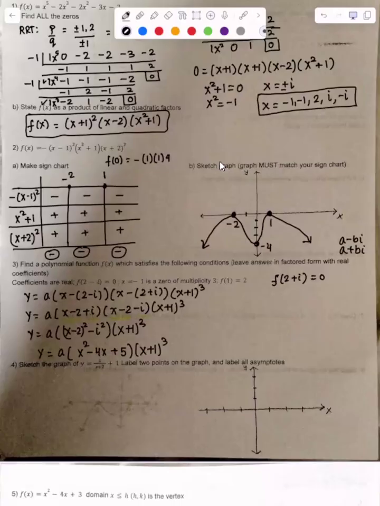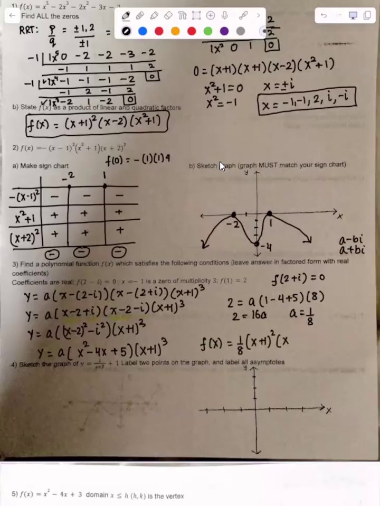So we know when x is 1, y is 2. So that's 1 minus 4 plus 5, that's 1 plus 1 is 2, 2 cubed is 8. We get 16a equals 2. So a equals 1 over 8. So we can write our final answer: f of x equals 1/8 times (x plus 1).